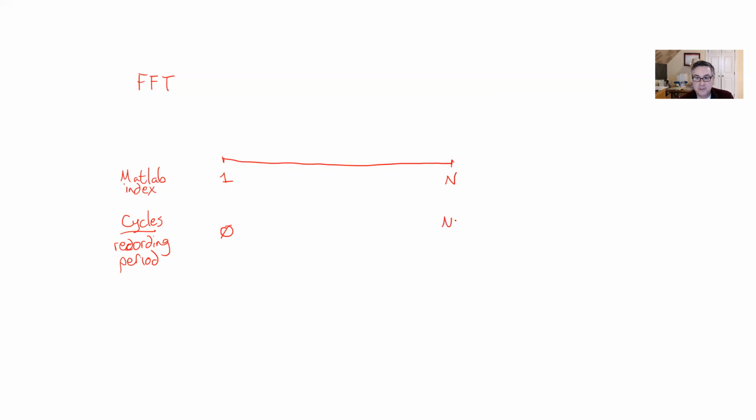Okay, so that's important. Let me reinforce that a little bit. If we do an FFT and we plot the absolute value of the FFT, it's going to give us an x-axis which is the MATLAB index, going from 1 to n, where n is the size of your signal, however many time samples are in your signal. That's the MATLAB index scale. Now, in terms of cycles per recording period, the scale goes from 0 to n minus 1.